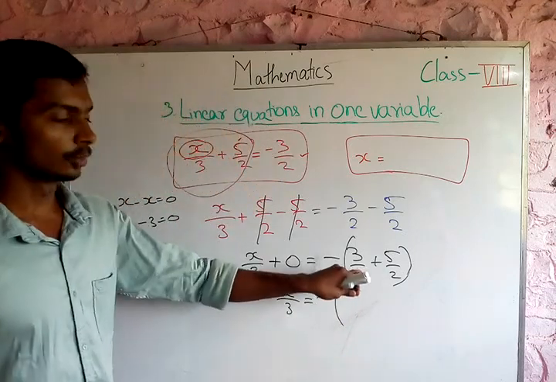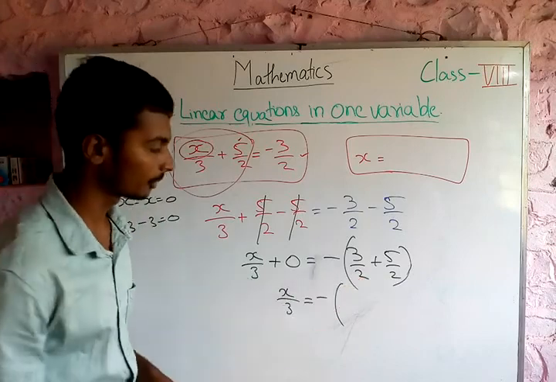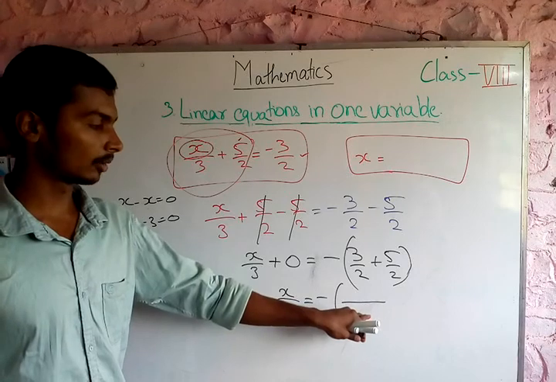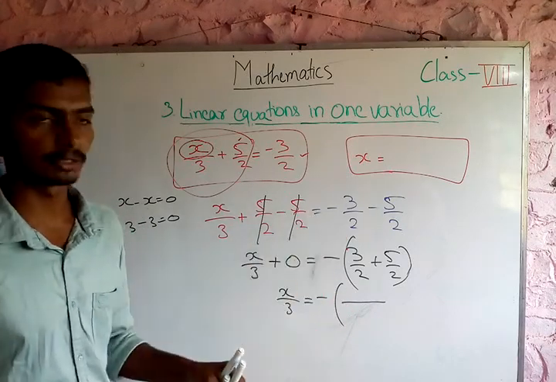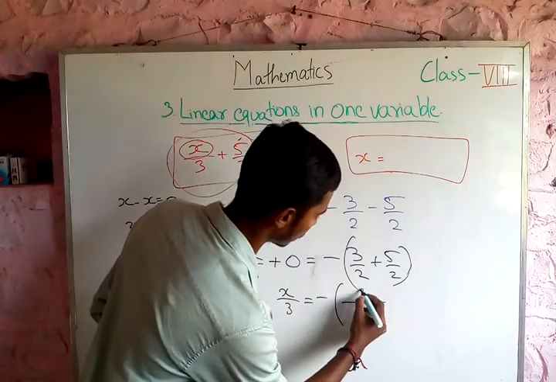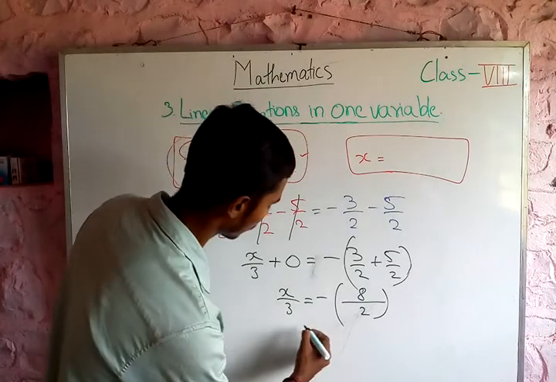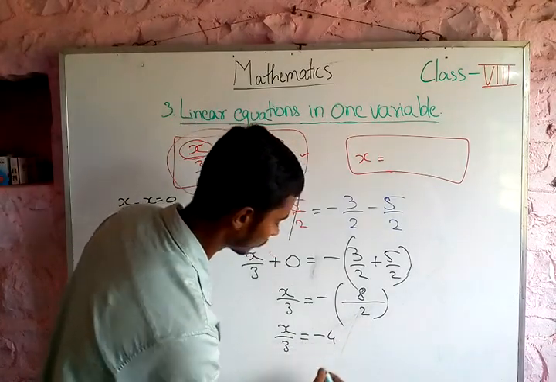Now see, you know how to add fractions. If you have same denominators, then what will we do? We will just add the numerators and keep the denominator as it is. So it will be written in the form p by q again. So again it is a fraction, that is it becomes 8 by 2 now. What is 8 by 2? It is 4. So x by 3 is equal to minus 4.